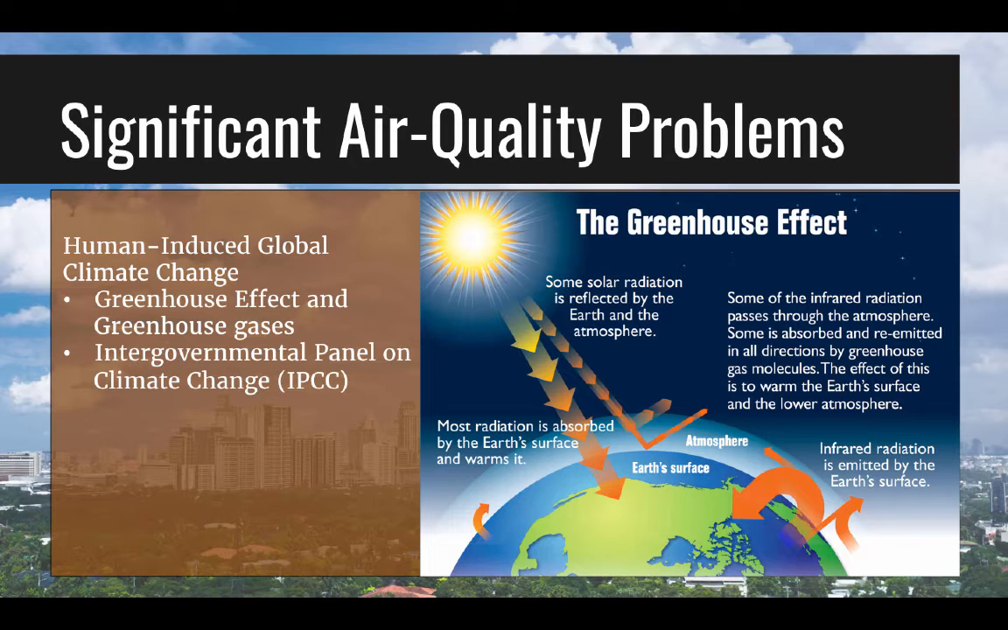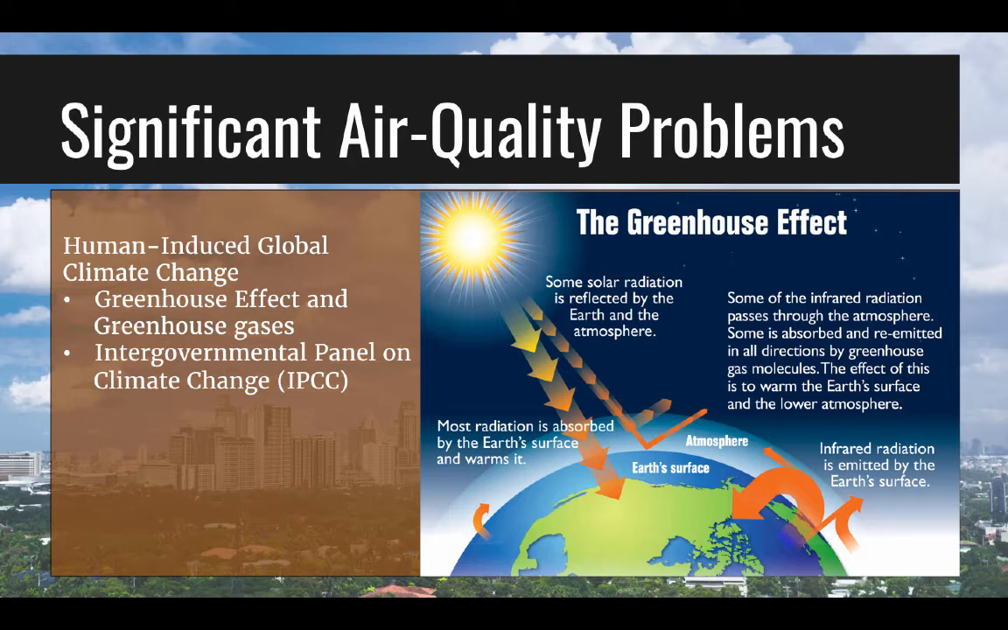This process, called the greenhouse effect, is essential for life on Earth because it allows the surface to be warm enough. However, release of more greenhouse gases leads to more warming, which has uncertain consequences. Some of these gases are carbon dioxide, CO2, methane, CH4, nitrous oxide, NO2, and fluorinated gases.